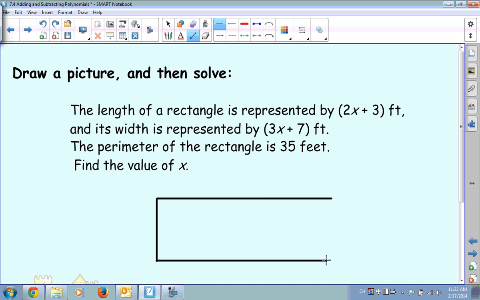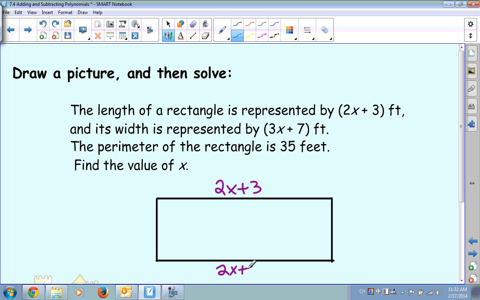Okay. All right. What's funny is on my screen it looks completely like a rectangle, but for some reason, when it projects, it looks a little bit more like a square. Okay, there's my rectangle. The length of it is 2x plus 3. So I'm going to label my lengths as 2x plus 3. Now, does it matter if the length or the width is longer or shorter? No. And actually, these might be the widths because the width looks like it's longer, but it doesn't matter. So the width is 3x plus 7.